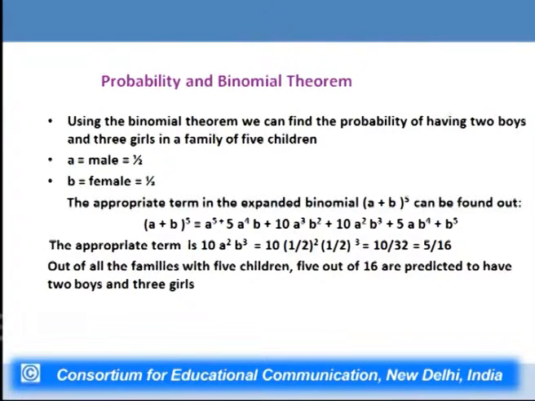When we put in the appropriate values, we get 10 times (1/2)^2 times (1/2)^3, which comes to a probability of 5/16. So out of all the families with 5 children, 5 out of 16 are predicted to have 2 boys and 3 girls. This is the probability of having 2 boys and 3 girls in a family of 5 children.